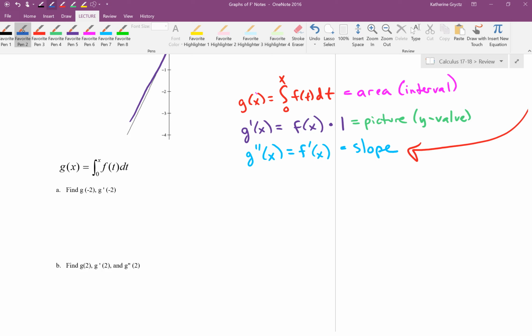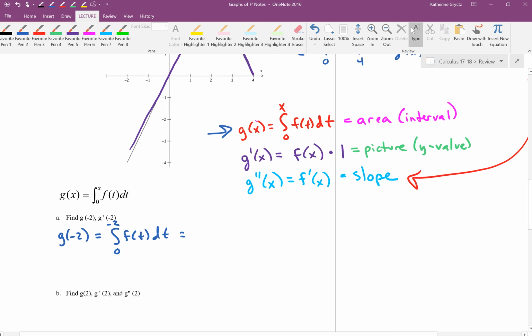So the first thing says, find g of -2 and g prime of -2. All right, well, we're going to do one of those at a time. So if we're going to find g of -2, that's our first function right here, and all we're going to do is plug it in. So we're going to go 0 to -2 of f of t dt. And we talked about up above, that means that's the area of this picture.